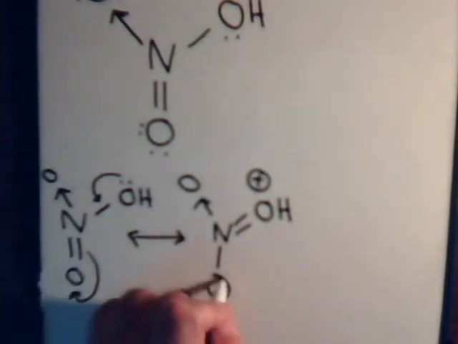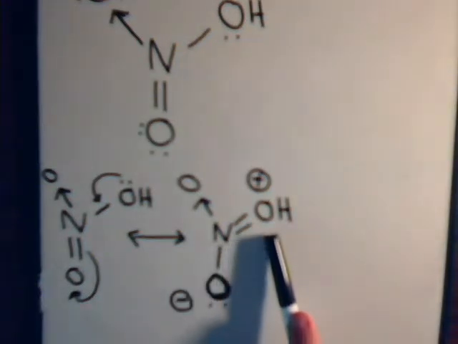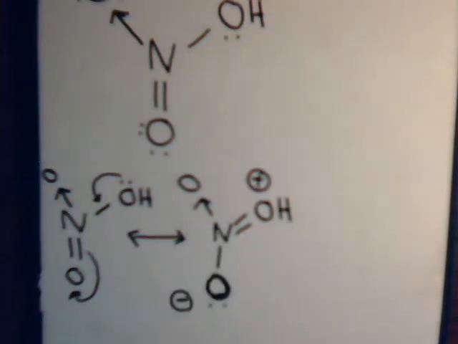This is just oxygen with a lone pair of pi electrons here and a negative charge. This one has a positive charge. Separation of charges is not ideal, particularly when you have an electronegative atom like oxygen carrying a positive charge, but it is permissible. So that is a valid Lewis structure for nitric acid.